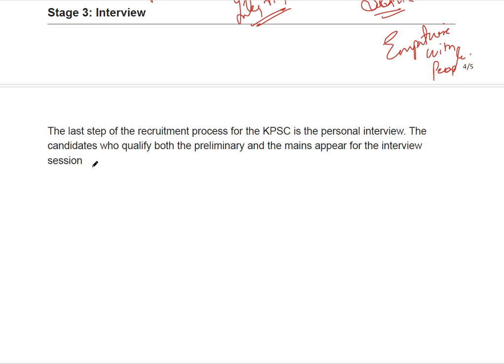Last step is nothing but your interview. Candidates who qualify both the preliminary as well as the mains appear for the interview session. Once you have cleared your prelims as well as mains paper, you will be called for the interview.